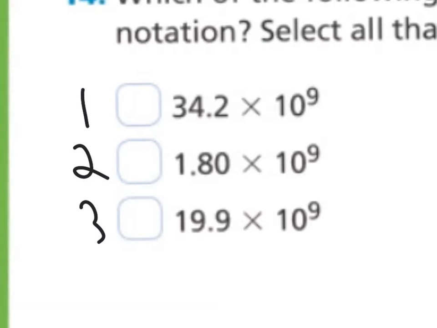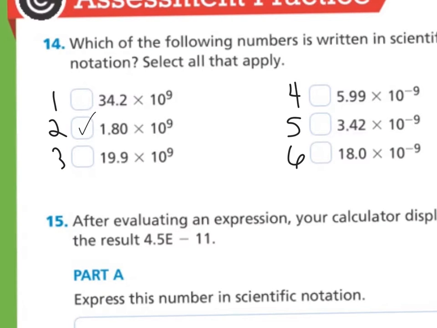The second one is okay. They didn't need the 0 at the end there, but other than that, it's okay. The third one has 2 numbers before the decimal, so that doesn't work. The fourth one is good. Fifth one is good. Sixth one, again, has 2 numbers before the decimal point. So, it's not supposed to.